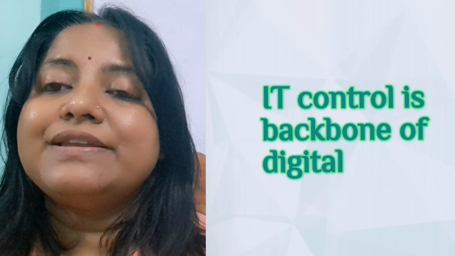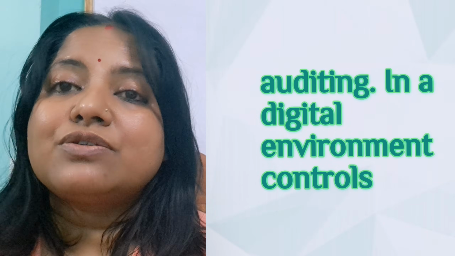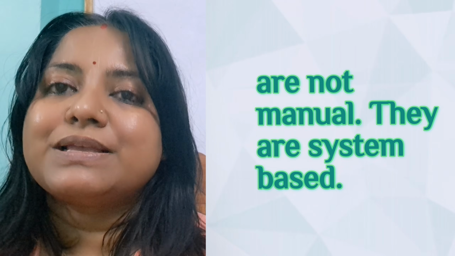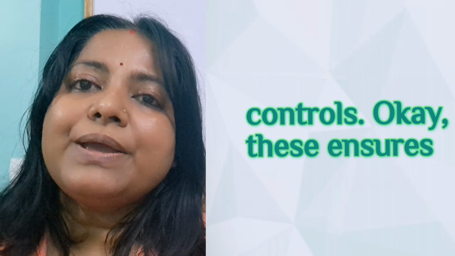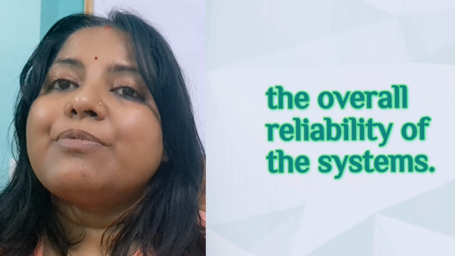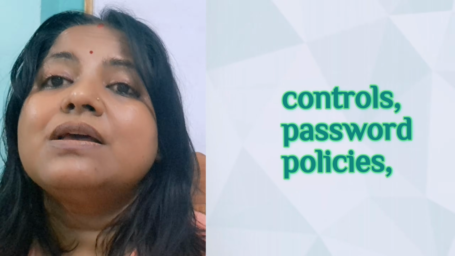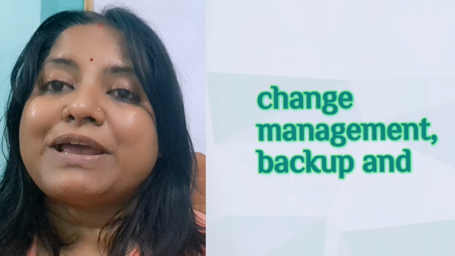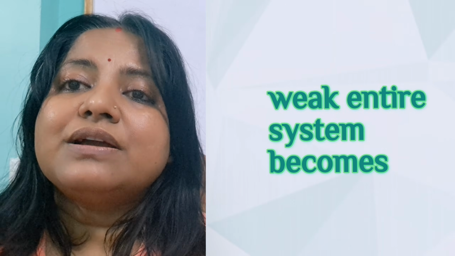Second is IT controls, the backbone of digital auditing. In a digital environment, controls are not manual, they are system based. There are 2 major controls: general IT controls. These ensure the overall reliability of the systems. Examples: user access controls, password policies, change management, backup and disaster recovery. If general IT controls are weak, the entire system becomes unreliable.